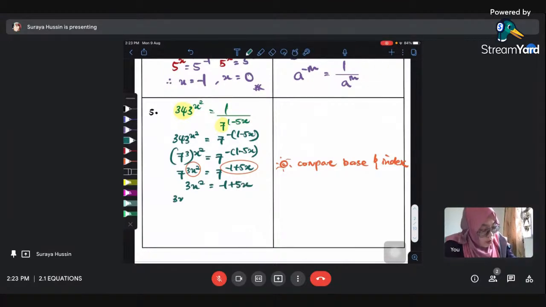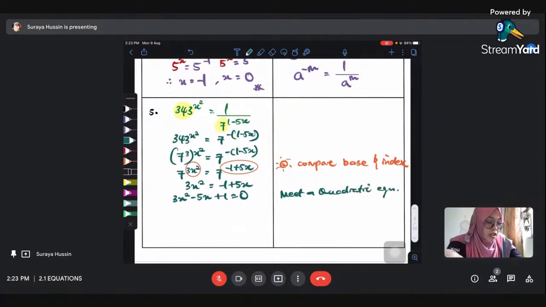And then bila you jumpa dalam bentuk, you know, somehow like quadratic, you kena familiar quadratic ni bentuk macam mana. So 3x squared minus 5x plus 1 is equals to 0. So you meet a quadratic equation. Bila you jumpa quadratic equation, you have to factorize, isn't it? You kena factorize. But can you factorize it using calculator? Cuba tekan.